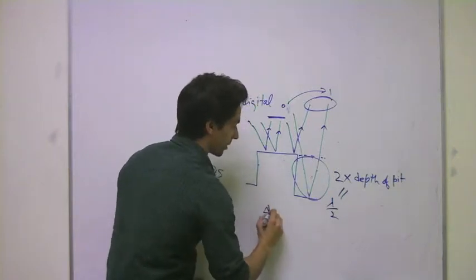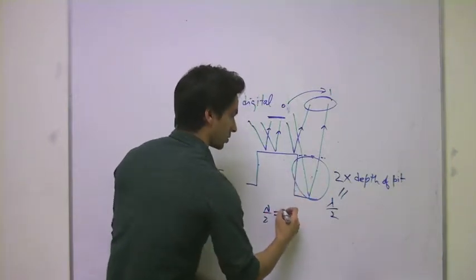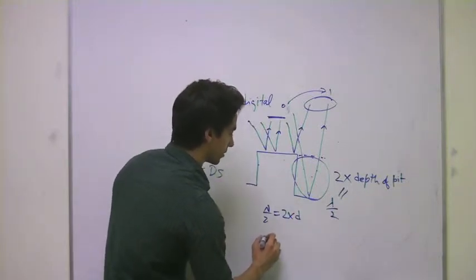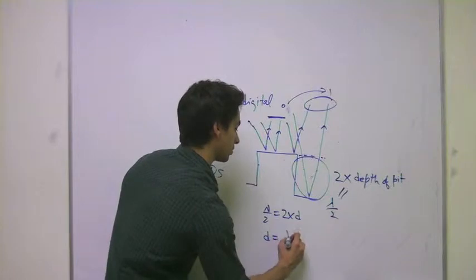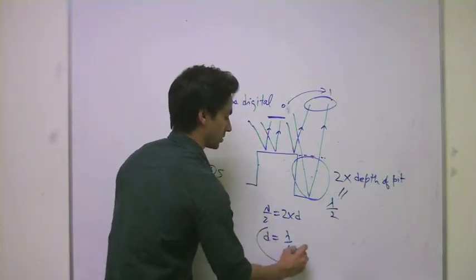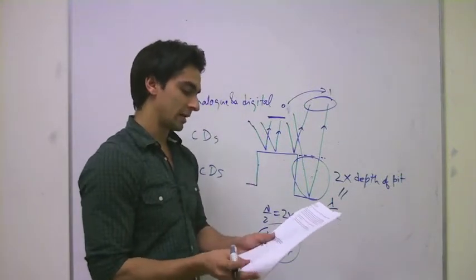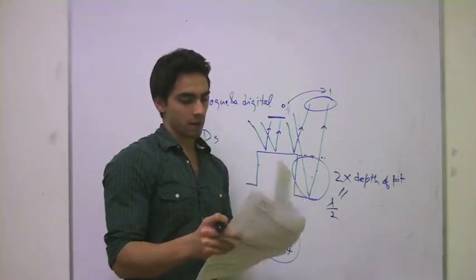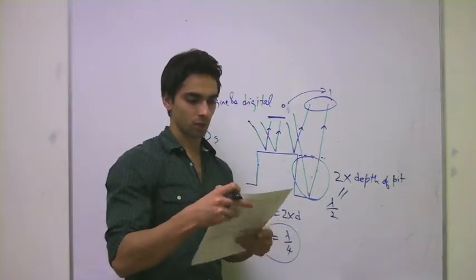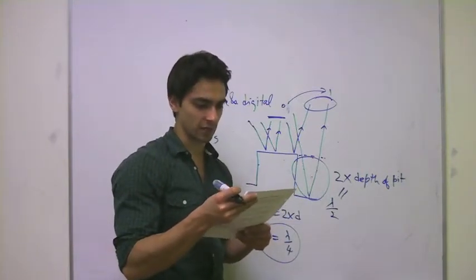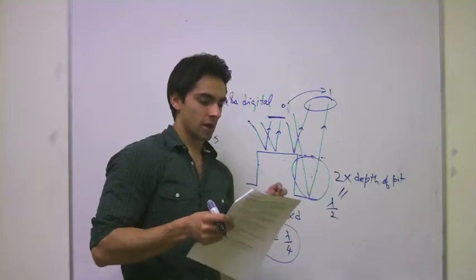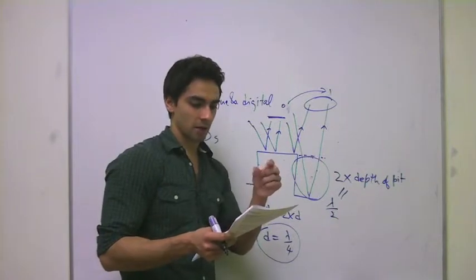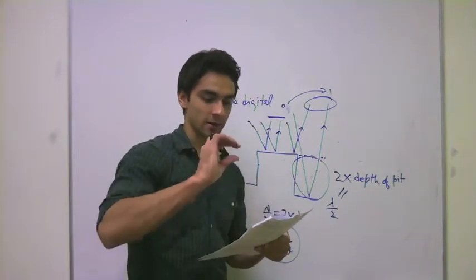So lambda by 2 is equal to twice the depth of the pit or the bump. Therefore we have the depth equal to lambda by 4. So this is the relation for CDs. Other than this, they need to know what is meant by some of the terms of CDs. The dimensions: we have the bump width, the length of the bump, and the depth of the bumps as well.